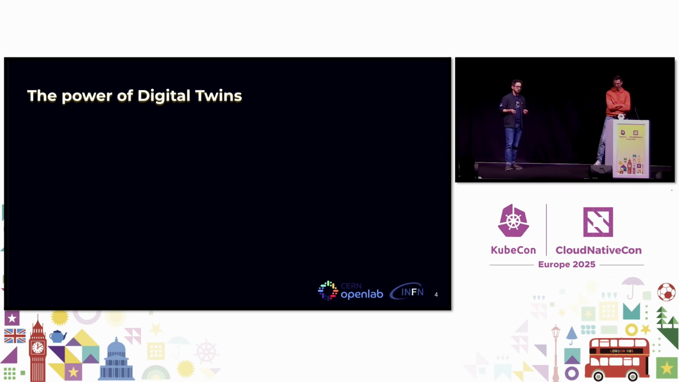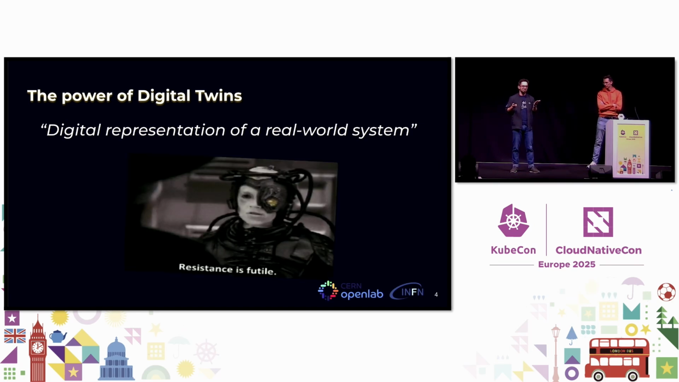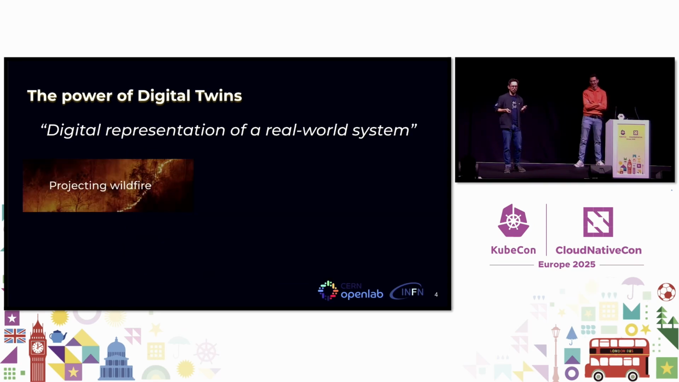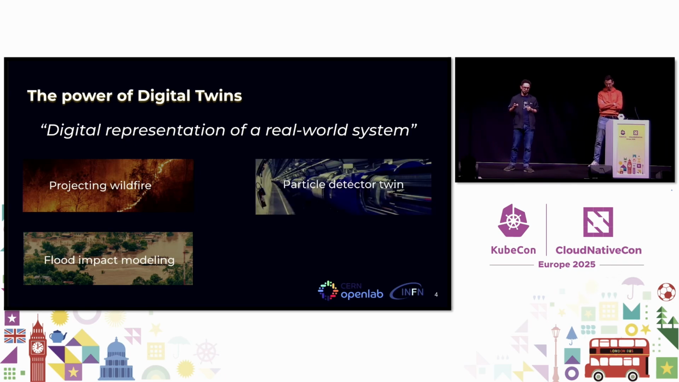What are digital twins then? I love this sentence that summarizes very well what a digital twin should be. It's a digital representation of a real-world system. And yeah, it's not working like that, but kind of, you know? So you have a projected wildfire, and you want to forecast whatever will happen in case of this disaster, or in this other kind of disaster, you want to understand the impact of flooding on your landscape.